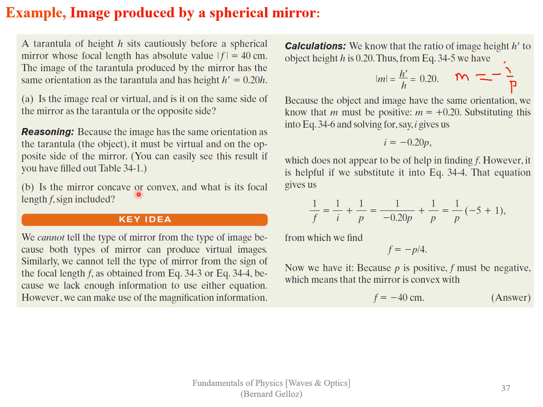Then, is the mirror convex or concave? So here we have to know the sign of f to answer this question. So we can use the p-i-f formula, because we have I as a function of p. So if we use this, we will have f as a function of p. So we calculate that, and we get f equal minus p over 4, and p is positive, therefore f is negative, and we have a convex mirror.